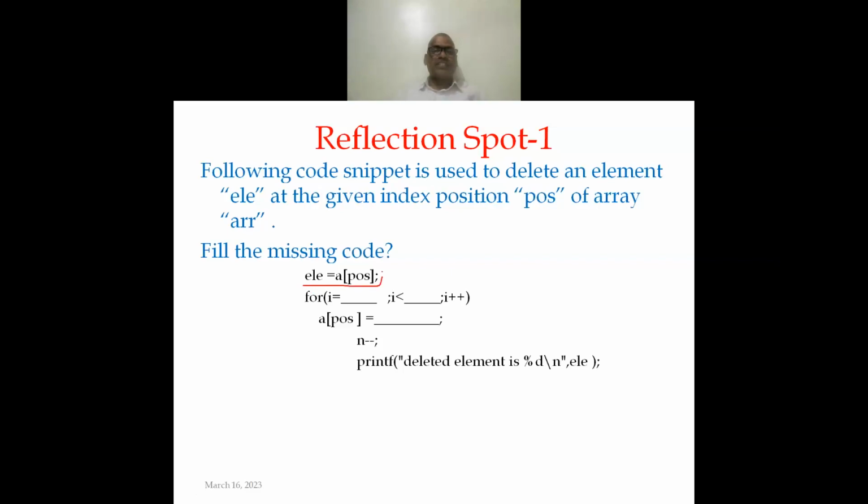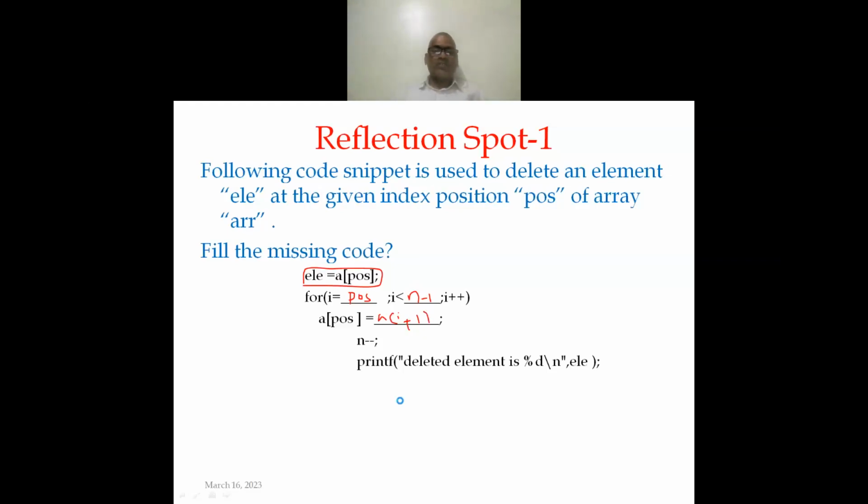The element which is to be deleted is stored here, and then what we have to do is I is equal to position. Then I is less than n minus 1, and then I plus plus. Then what we are doing is a of position is equal to a of position plus 1, or the I plus 1 location element. We have to move that. So this is the missing code we have to write.